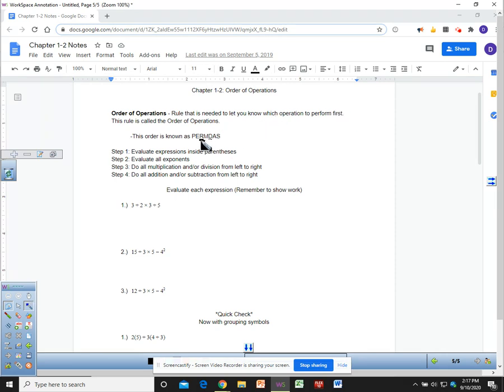So to start out, we are now calling it PERMDAS. For today, we will call it PEMDAS because we won't have any radicals. But PERMDAS stands for parentheses, exponents, radicals, multiplication, division, adding, subtracting. And the order is you start right there and you work your way down.